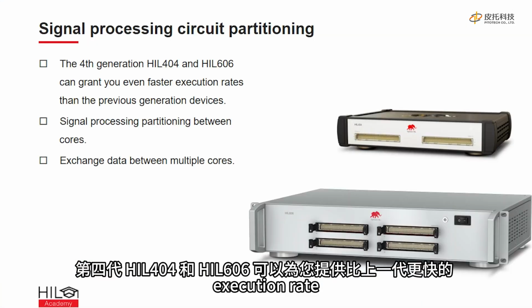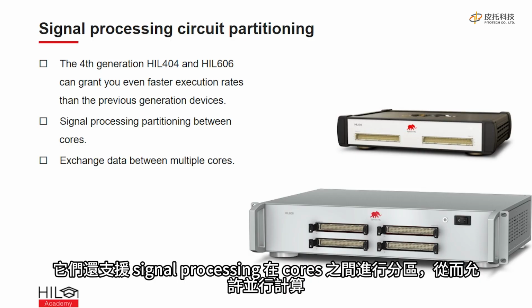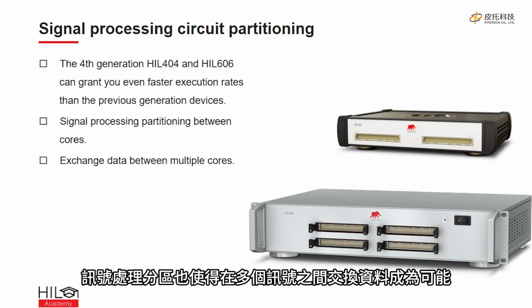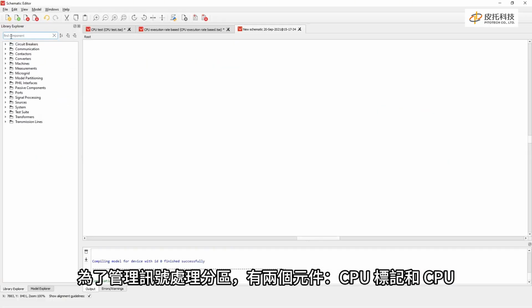The fourth generation HIL 404 and HIL 606 can grant you even faster execution rates than the previous generation devices. They also support signal processing partitioning between cores, which allows parallel computation of signal processing code. Signal processing partitioning also makes it possible to exchange data between multiple cores. In order to manage signal processing partitioning, there are two components: CPU marker and CPU transition.